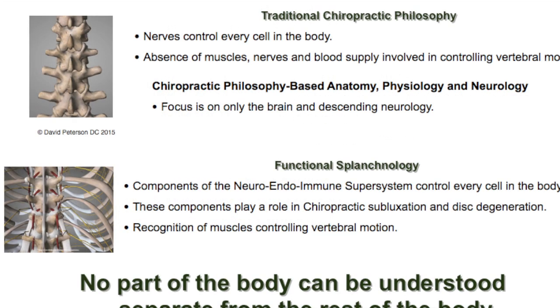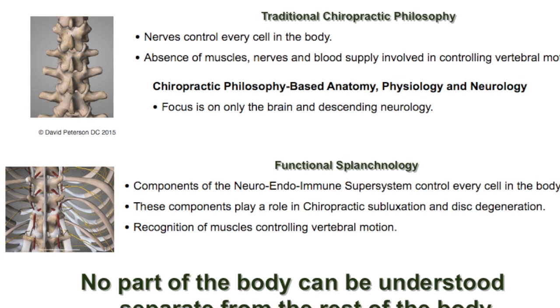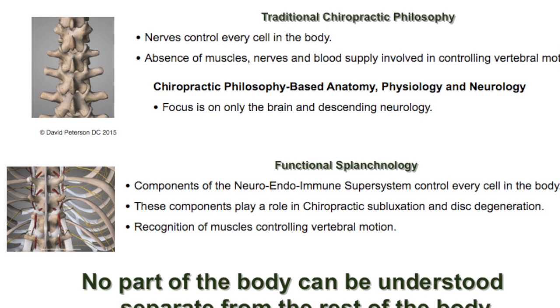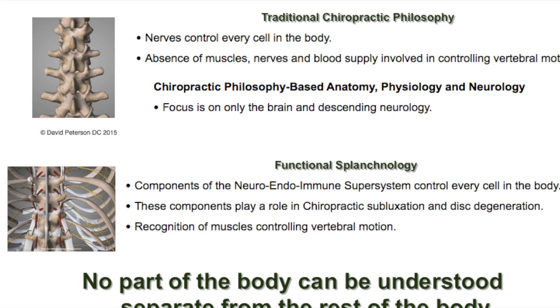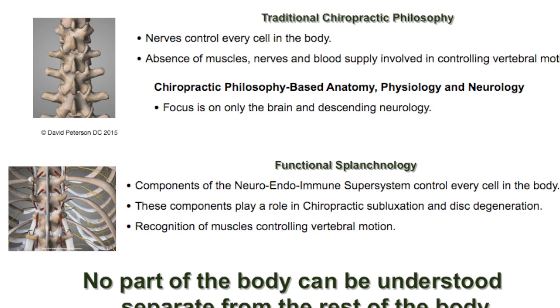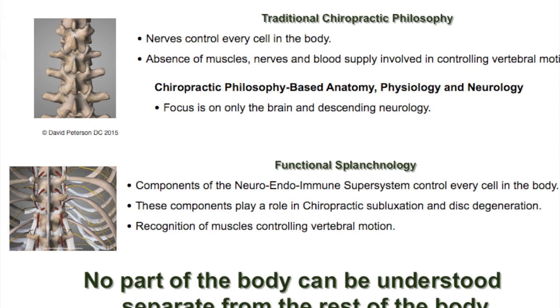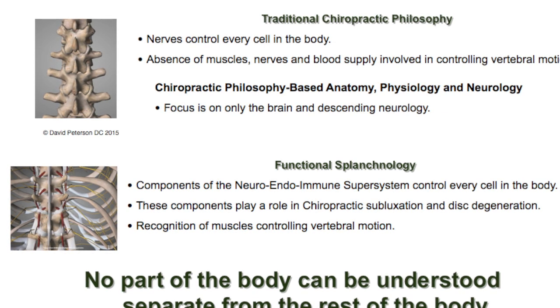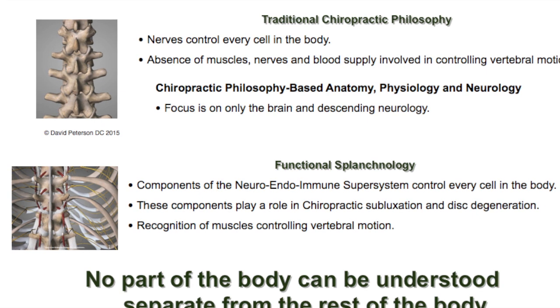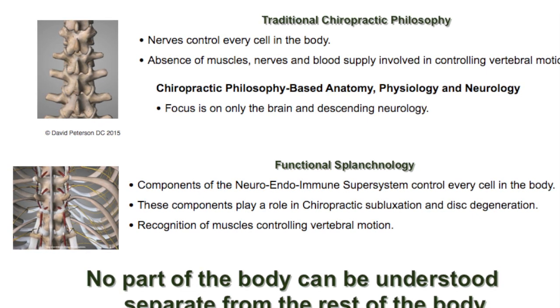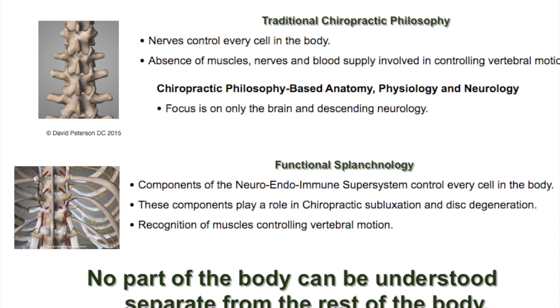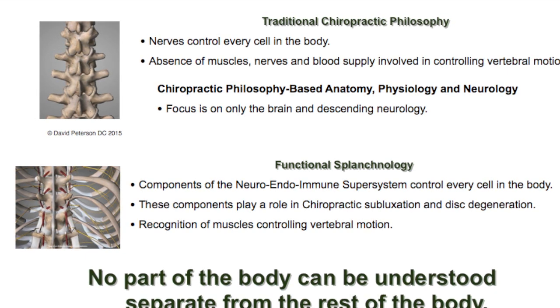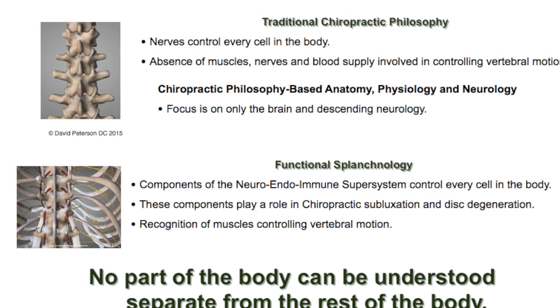Chiropractic philosophy-based anatomy, physiology, and neurology place primary emphasis on nerves controlling every cell in the body, while at the same time there is an absence of muscles, nerves, and blood supply to the muscles controlling vertebral motion. Every picture associated with chiropractic is a dry spine. This makes it very difficult to explain the subluxation or disc degeneration by excluding parts of the body intimately associated with those conditions. Functional Splanchnology uses the working laws of health described by Dr. Degenerative in the early 1900s.